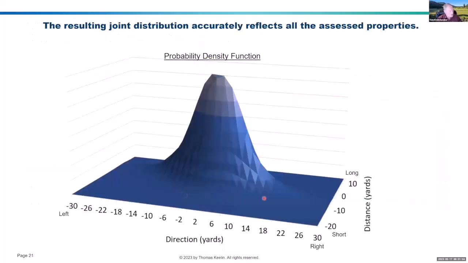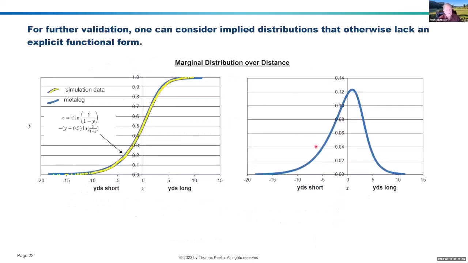The resulting joint probability distribution can be plotted in 2 dimensions. It's like a 2-dimensional bell-shaped curve, which has all the desirable characteristics we just mentioned. Also, any multivariate probability distribution has implied distributions that typically do not have an explicit functional form. Well, with the metalogs, those can be fairly easy to get. For example, we have the marginal distribution over direction, but we don't have the marginal distribution over distance. But to get that, we can just line up all the results, the yellow dots, from the simulation over distance and direction.